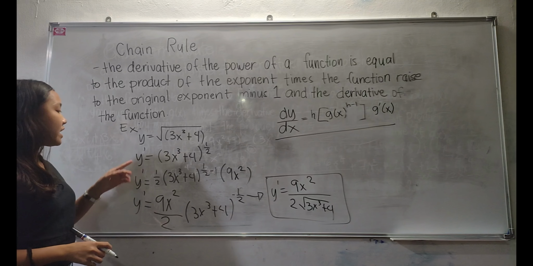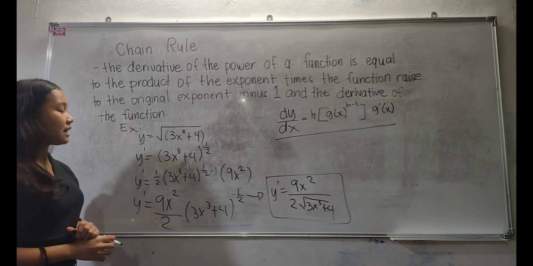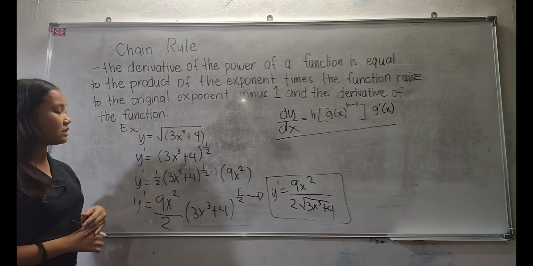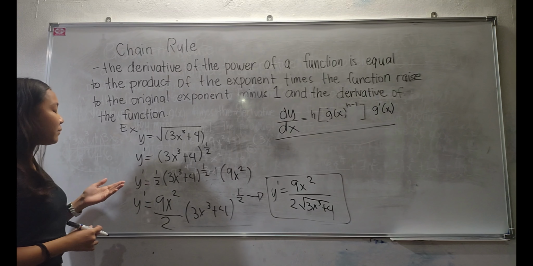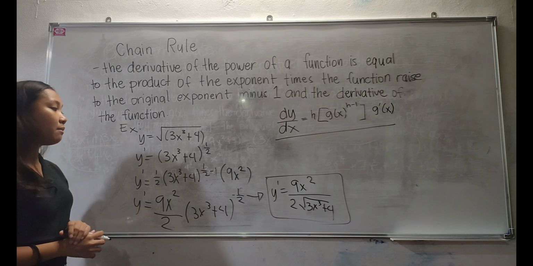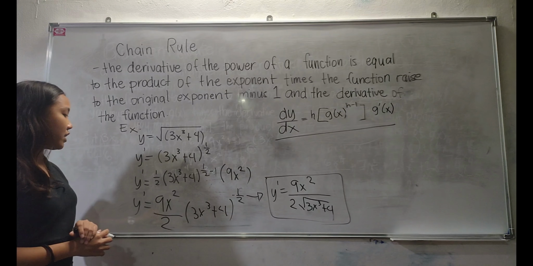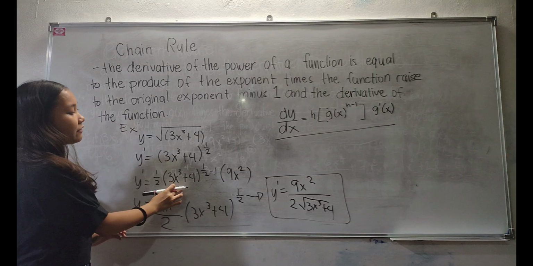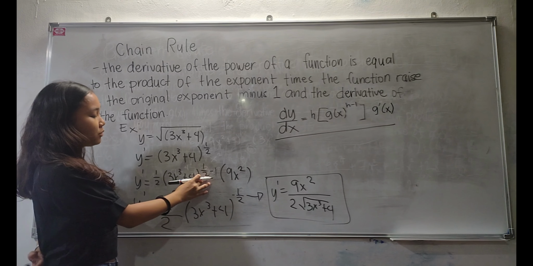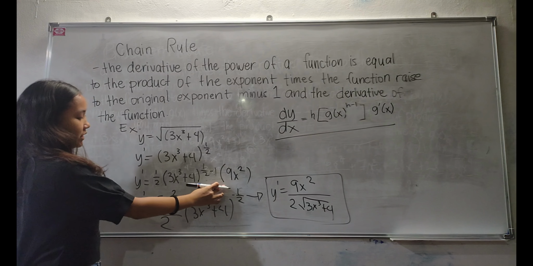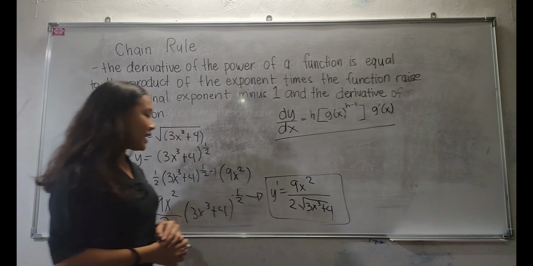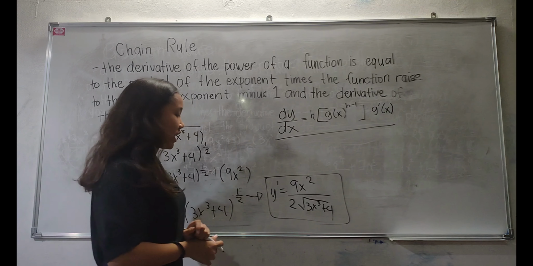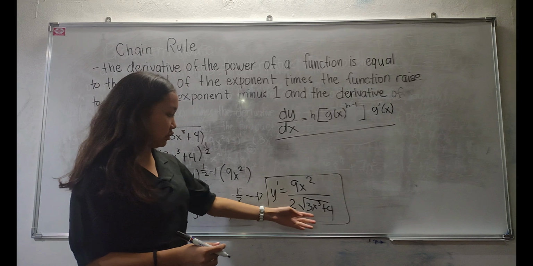For example, y is equal to the square root of 3x cubed plus 4. To eliminate the square root, we are going to change it into its exponent form. So y is equal to 3x cubed plus 4 to the power of 1/2. Then we are going to bring down the exponent, copy the function, and then minus the exponent by 1 and find the derivative of the function. So the final answer is y prime is equal to 9x squared over 2 square root of 3x cubed plus 4.